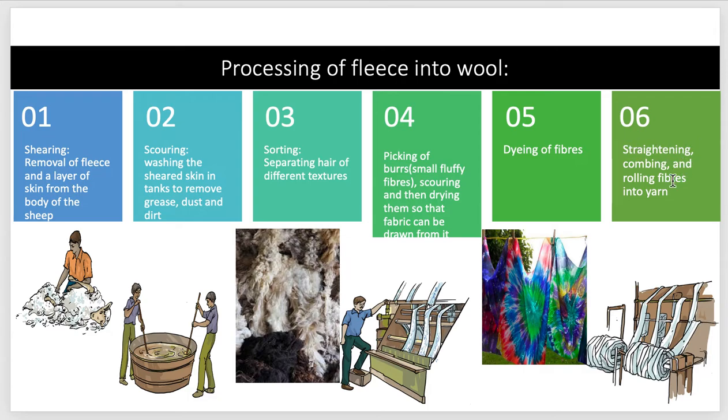Then we come to step 6, or the last step, where the fibers are straightened, combed and rolled into yarns. So here you can see that they're straightened, combed and rolled into balls of yarn, so that it can be used to weave woolen cloth.